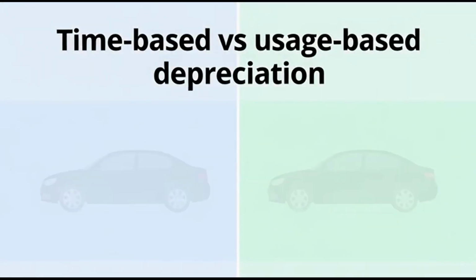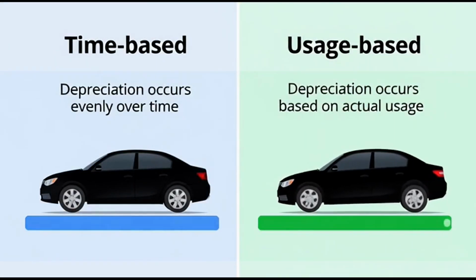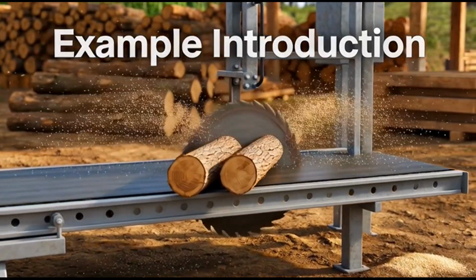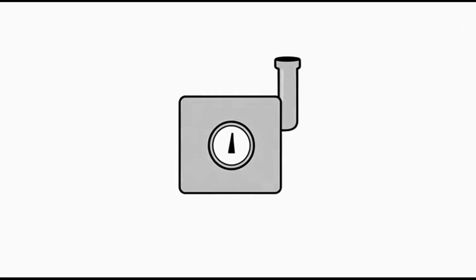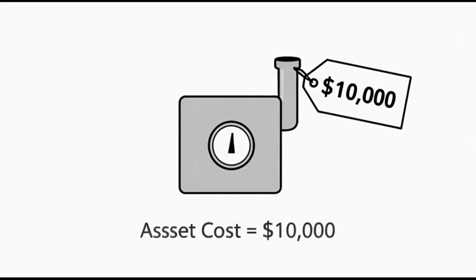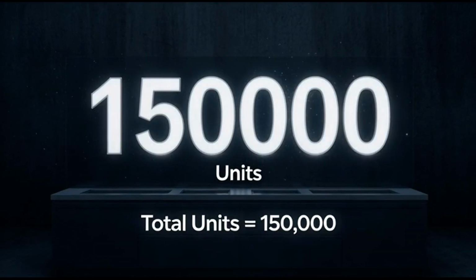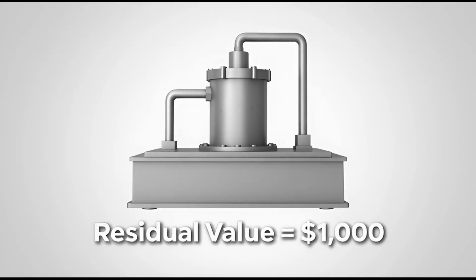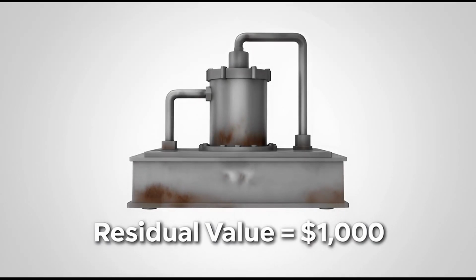And here's what makes this method interesting. Depreciation is not based on time. It is based on how much the asset is actually used. Let's imagine you start a sawmill business and purchase a machine that cuts timber. The machine costs $10,000. During its lifetime, the machine can produce 150,000 units of timber. After its useful life, the machine will still have a scrap value of $1,000.